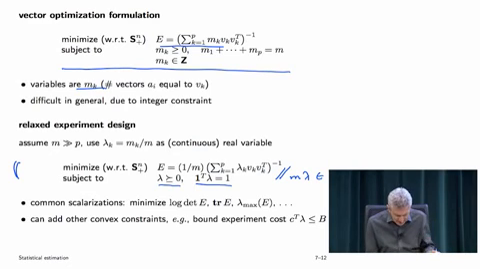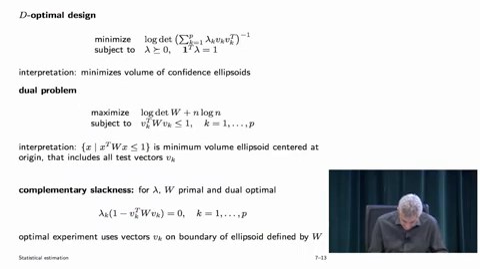What are some common scalarizations? Well, you can minimize the log of the determinant. That's a concave increasing function, and therefore will produce a Pareto optimal point. You can take the trace, maximum eigenvalue, all sorts of crazy stuff. You can add all sorts of constraints now to it.